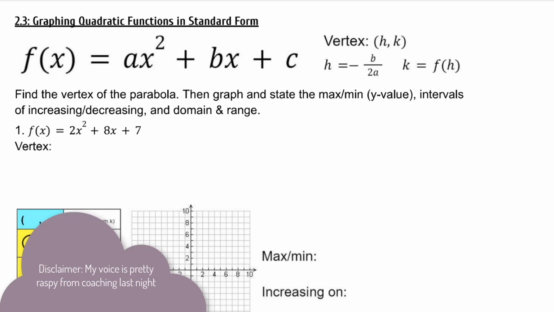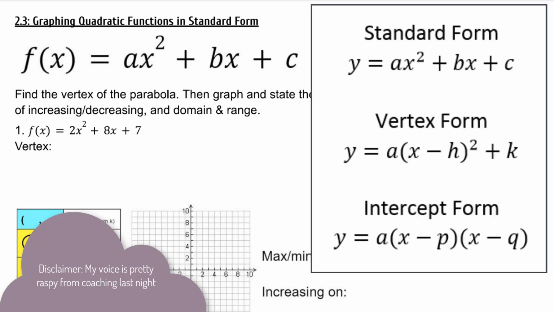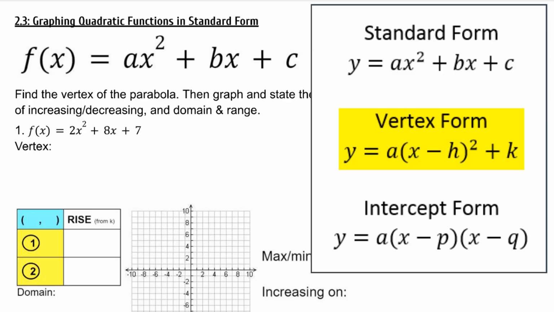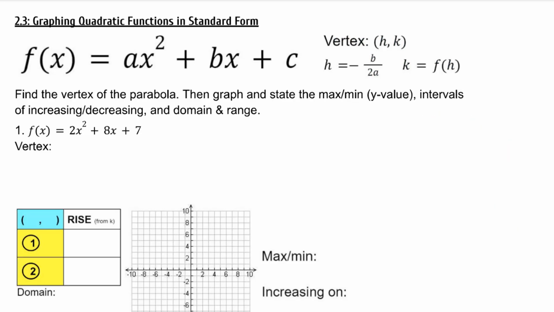In Algebra 2, we'll learn 3 main ways to graph quadratics. We've already learned vertex form and intercept form, so now it's time to talk about standard form. For standard form, we have no parentheses at all. We call our coefficients a, b, and c: ax² + bx + c.